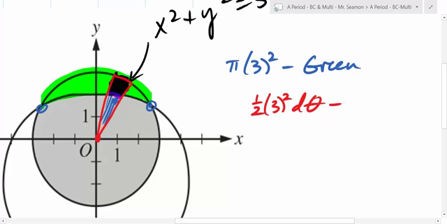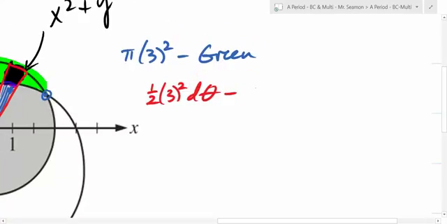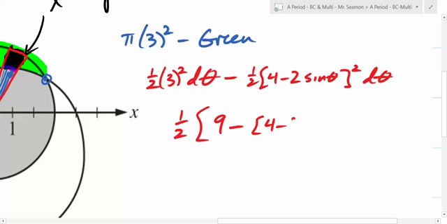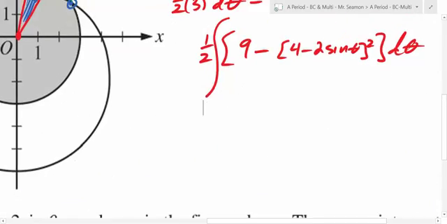It's the circle radius, right? But what's the smaller radius here? 4 minus 2 sine theta, right? So what's this one going to be? 1/2 (4 minus 2 sine theta) squared d theta. What can I factor out of both of those? The halves, right? So what do you have here? You have 1/2 times 9 minus (4 minus 2 sine theta) squared d theta, right? And you're integrating that from what to what? It tells us the limits, right? Pi over 6 to pi over 6 to pi.